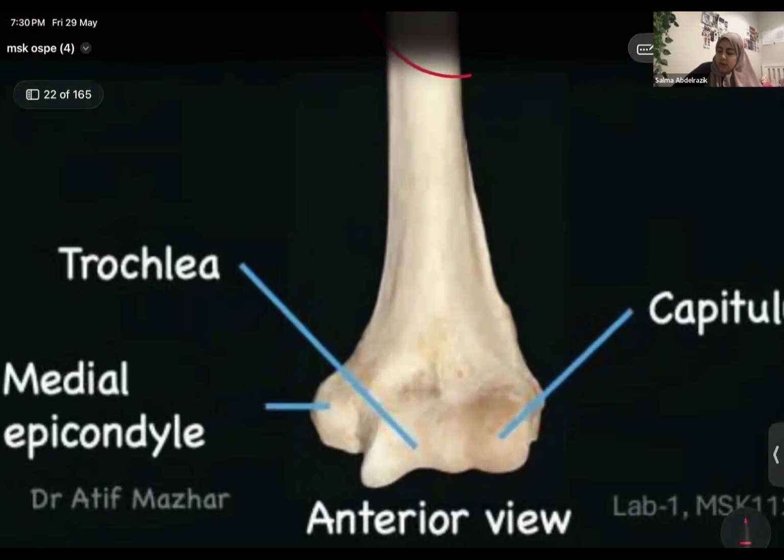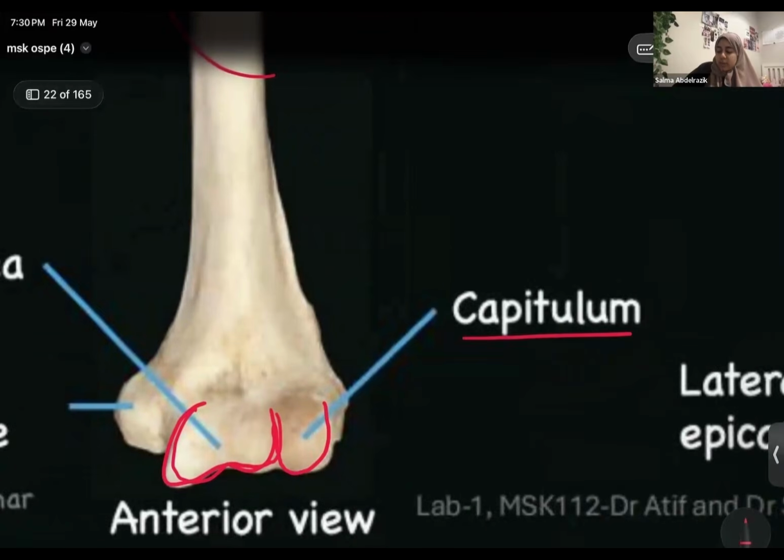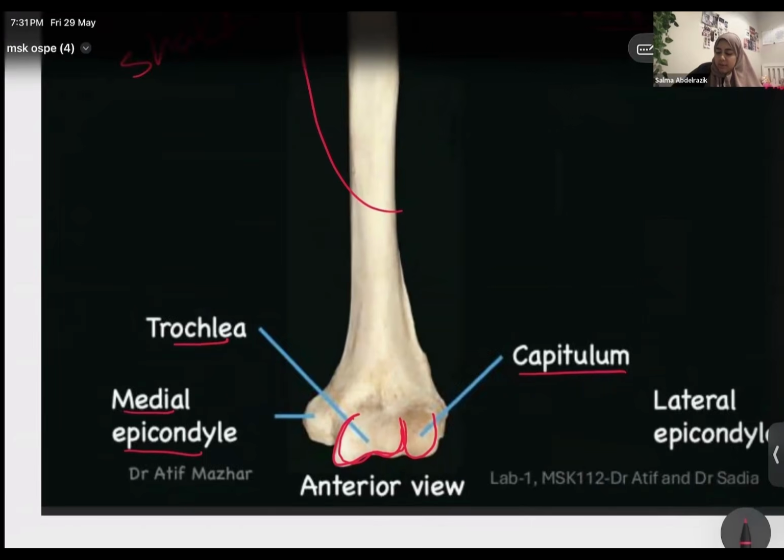And as you go down, all this is called the shaft. Then you go down, and you have this bulging part that looks like two things. One of them is this type, and one of them is this. They're called trochlea and capitulum. And then you have the medial epicondyle, which, like we said, points towards the body medially. And the capitulum is more lateral. Okay? You have the medial epicondyle. This is the lateral epicondyle.